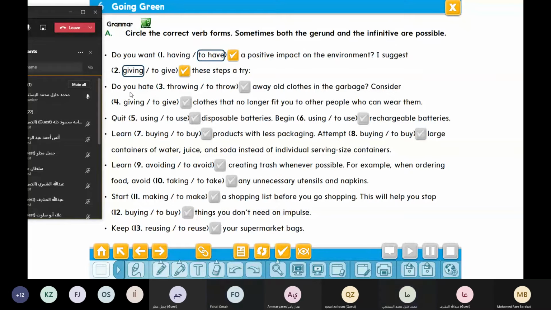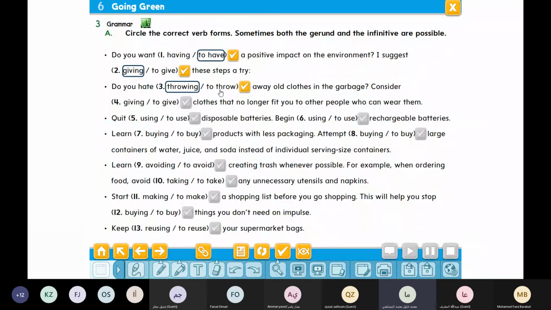Do you hate to throw away old clothes in the garbage? Good. Now, you realize that with hate, we can use both the ing form or the full infinitive. So you can say, do you hate throwing away old clothes? Or to throw. Good. Both of them are correct.